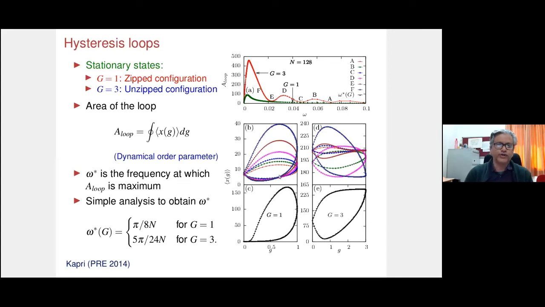So we could do a simple analysis to find out the dependence of this omega star on the chain length from this particular expression. Just to mention that the stationary states for the 2 cases, higher force amplitude and lower force amplitude, are different, and these oscillations we see for higher force amplitude are because of these different stationary states.